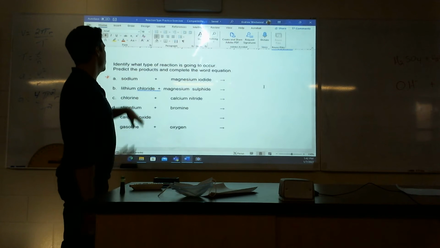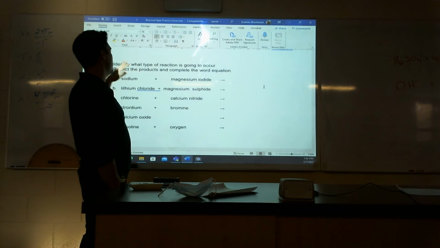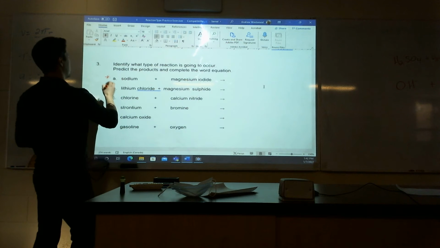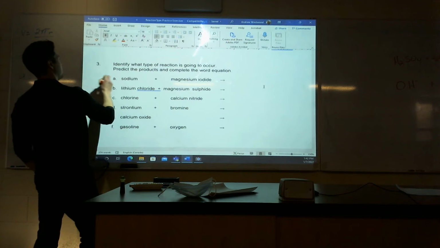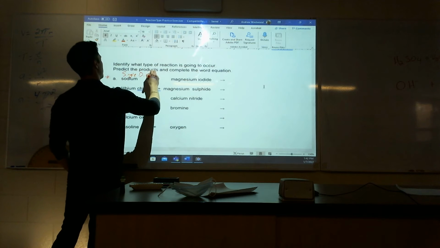So we have sodium and magnesium iodide. What type of reaction is this? I have an element and I have a compound. So this is going to be our single displacement. I'll put down single displacement.